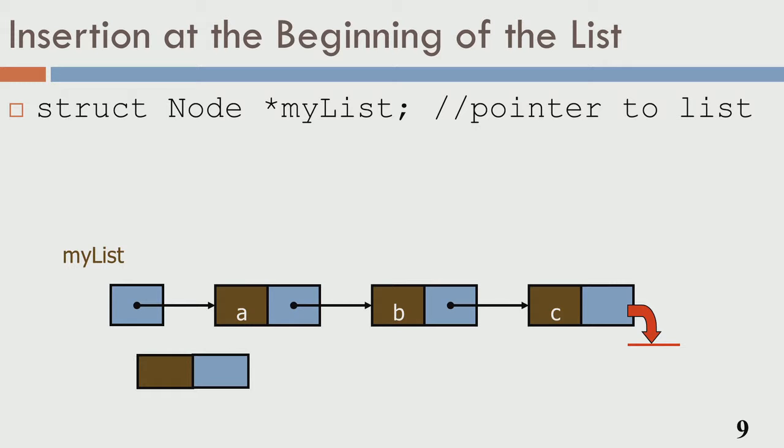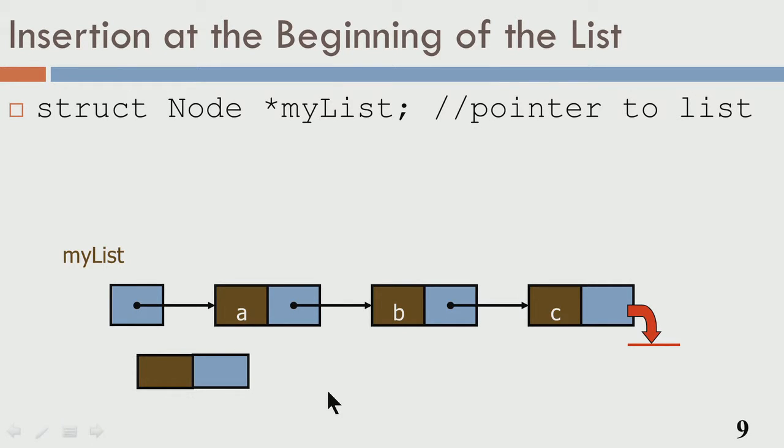And if I want to insert at the beginning of the list, let us say I have struct node star my list, that is the pointer to the whole linked list, and I want to insert a node at the beginning of the list, then the sequence of operations would look like this. I create a new node, I take that and point it to the first node that is already in the list, and I change my list to point to the new node.